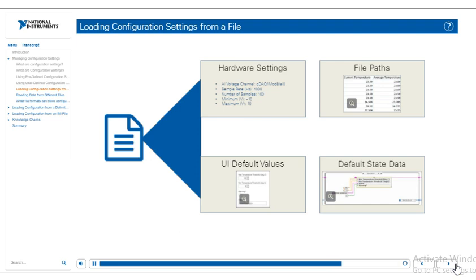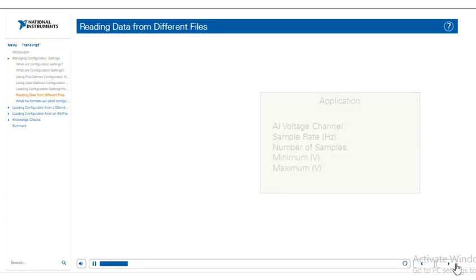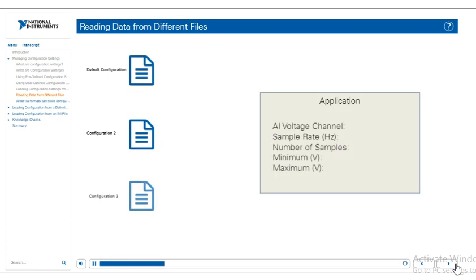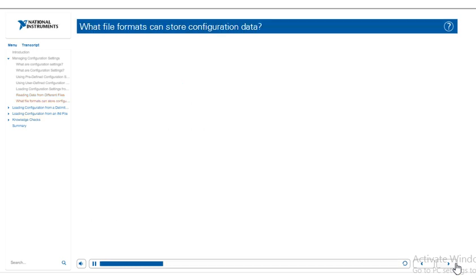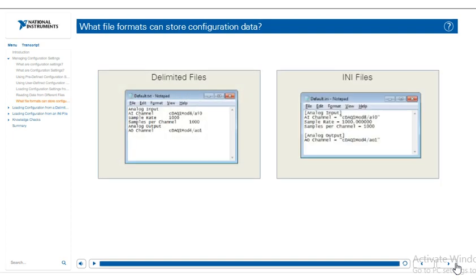If a value is used in more than one location in your application, you can read the value twice, eliminating the risk of changing a value in one location but forgetting to change it in another. An additional benefit to reading configuration data from a file is that you can easily switch between different configuration files. Each file can contain all of the appropriate settings for a given scenario or hardware setup. You can create one file that contains the default values for the application and use a file path control or file dialog node to enable the end user to choose a different file. Examples of file formats that can store configuration data include delimited files and INI files.